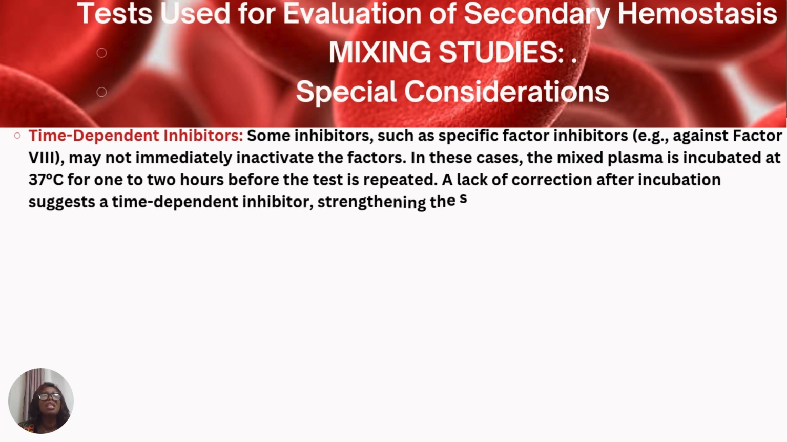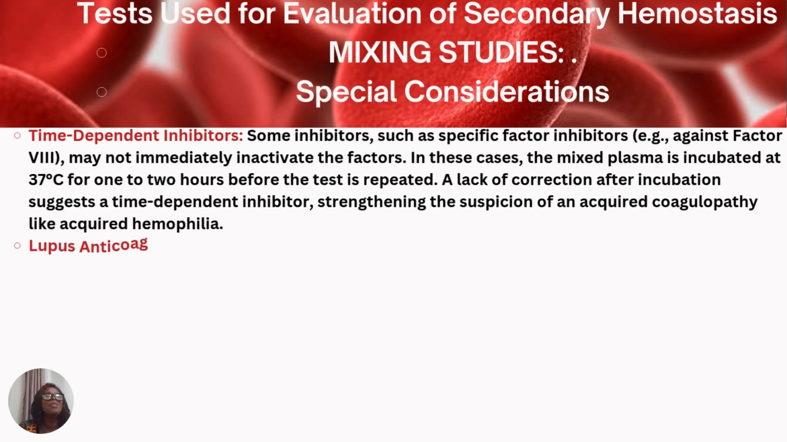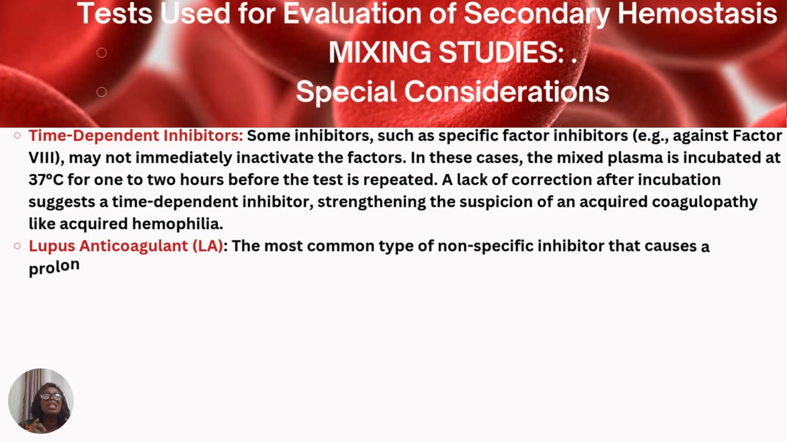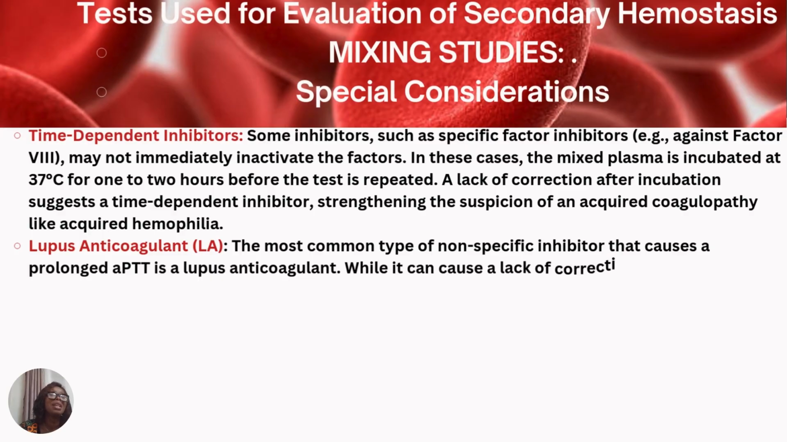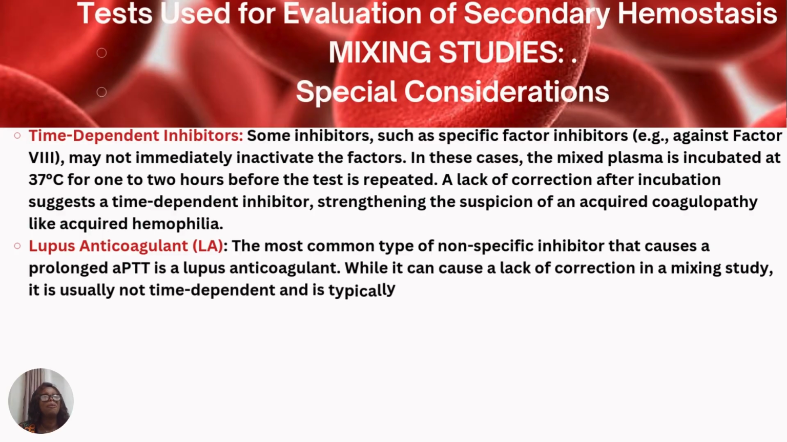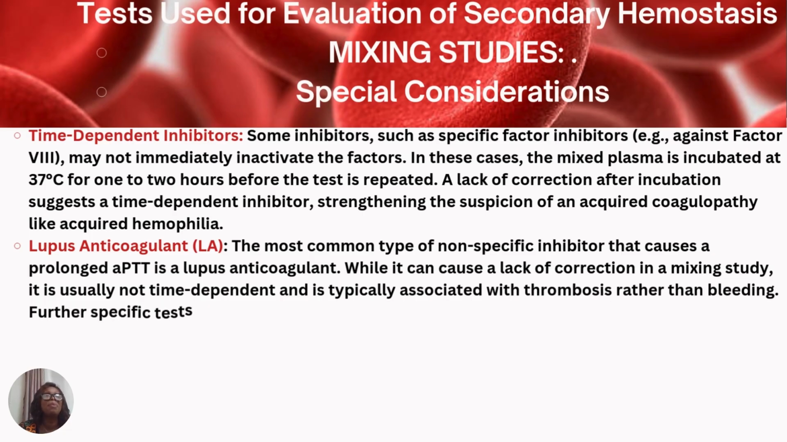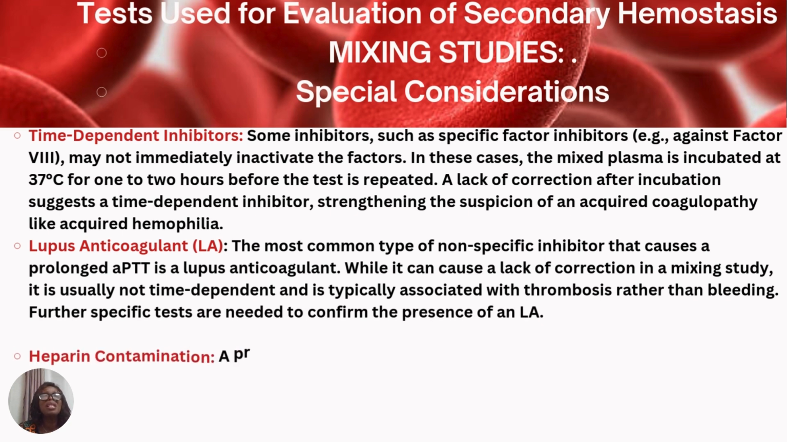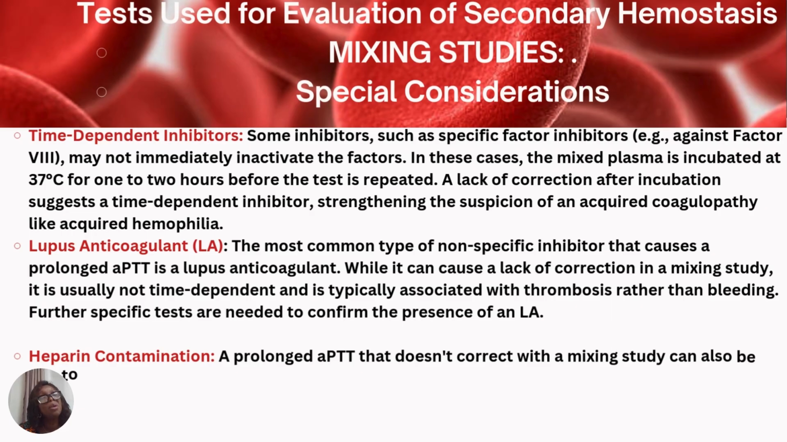Some inhibitors, such as specific factor inhibitors, for example inhibitors against factor 8, may not immediately inactivate the factors. In these cases, it is advised that the mixed plasma is incubated at 37 degrees Celsius for 1 to 2 hours before the test is repeated. Okay? A lack of correction after incubation suggests a time-dependent inhibitor like a factor 8 inhibitor, strengthening the suspicion of an acquired coagulopathy like acquired hemophilia.